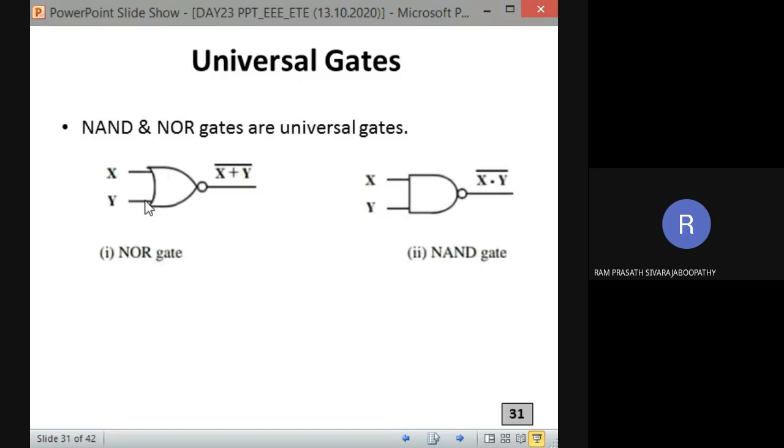So this is the symbol of NAND gate and NOR gate. The first one is NOR gate, second one is NAND gate, and the expression for the output is also marked here. Fine. Why they are called universal gates? Why are these two gates called universal gates?